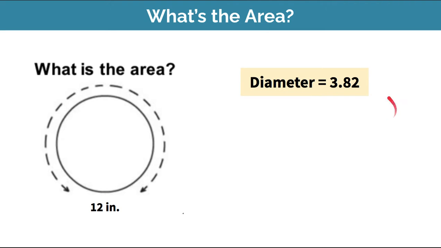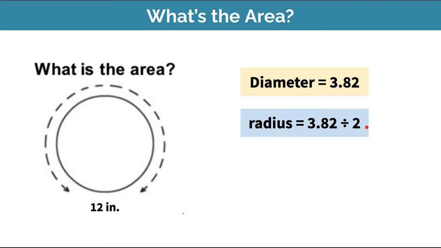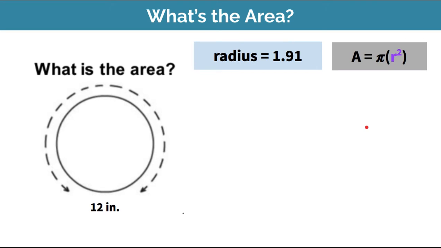So if our diameter is 3.82, we're going to take that and divide by 2, and we'll end up getting our radius. When we do that, we get 1.91. Now that we have the radius, we are ready to find our area. So first, we need to find what the radius squared would be. And this is what it would look like.